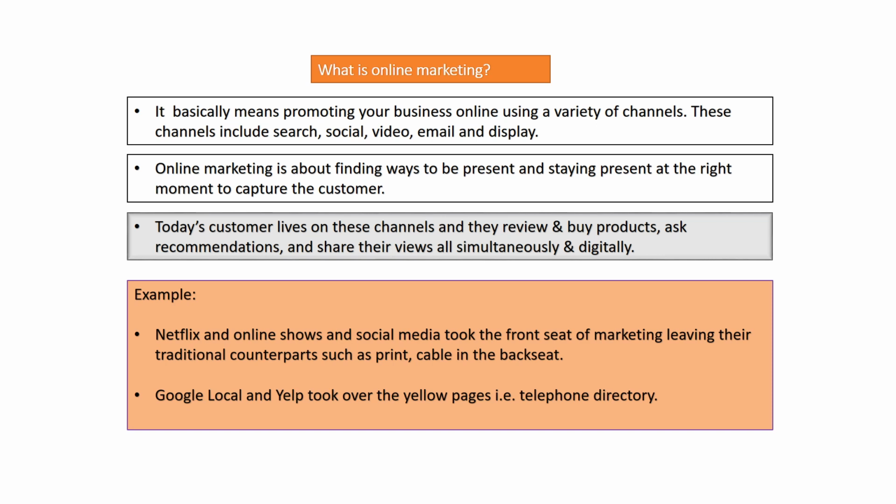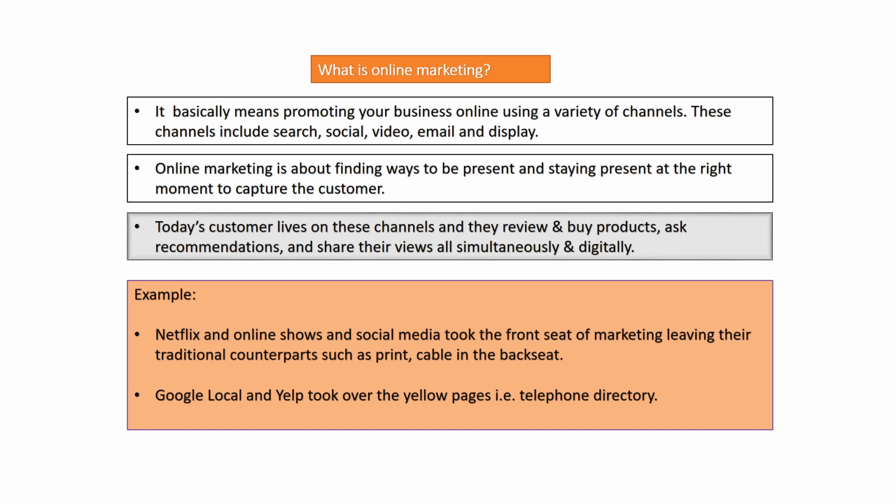Over the years, the internet has substantially changed the people's buying process. With the evolution of smartphones, people are searching for products and services, comparing prices and asking their peers for recommendation simultaneously and all digitally. And this whole new normal made the traditional marketing take the back seat to its digital counterpart. And online marketing is all about finding ways to be present and stay present at the right moment to capture the customer. Throughout this shift, print media readership has gone down.